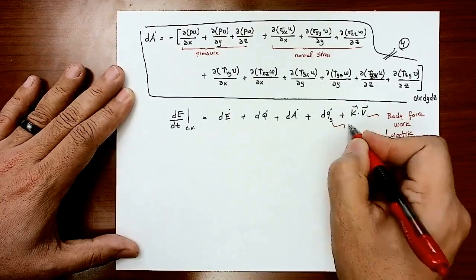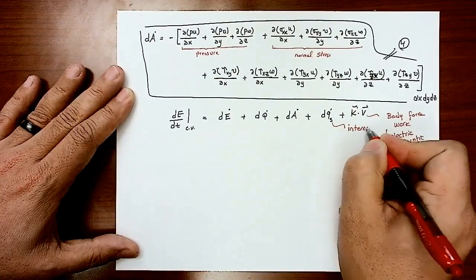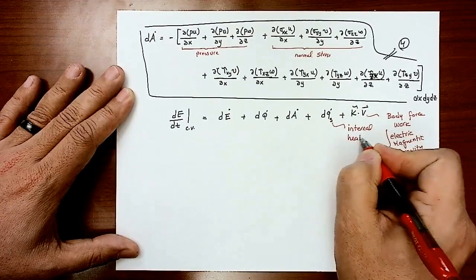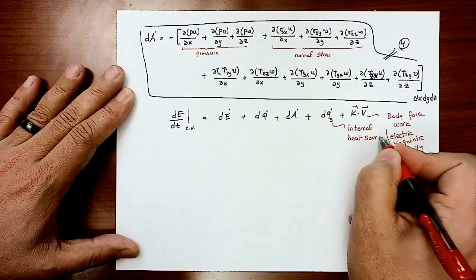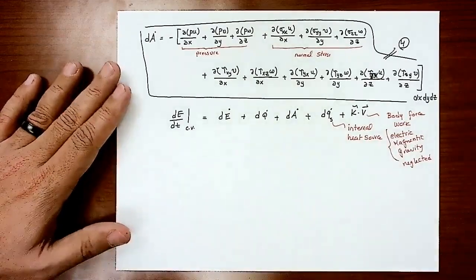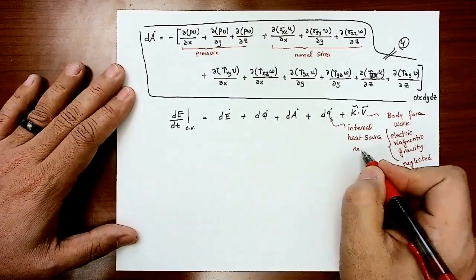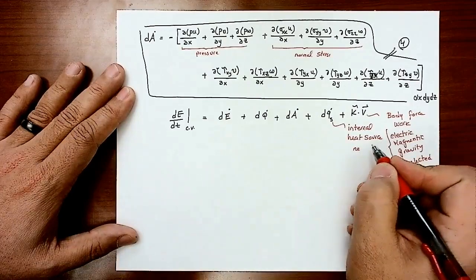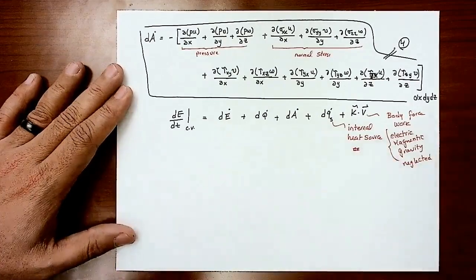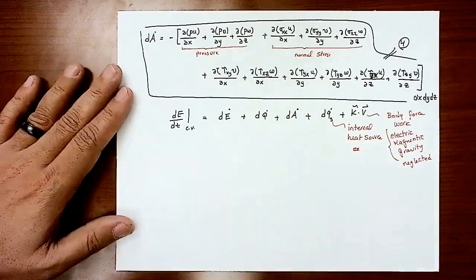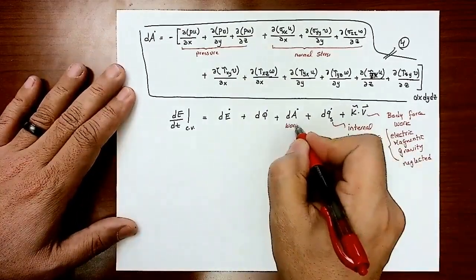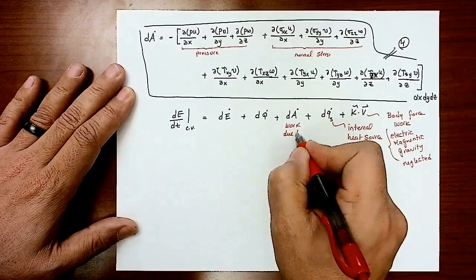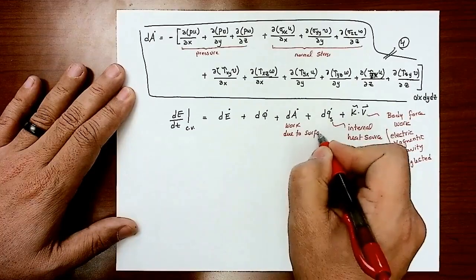This is internal heat source. Could be radiation as well. But again, in most of the cases, radiation is also neglected, but heat source is not. So let's keep it as common factor here. Then this is the work due to surface force.